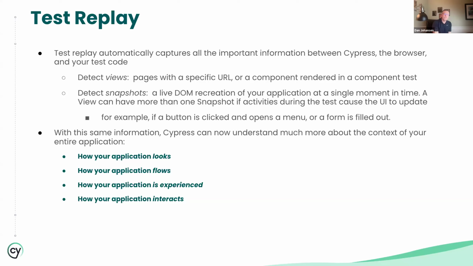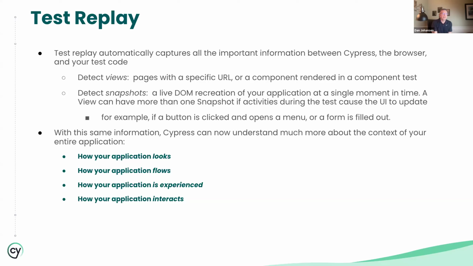The first concept is called a view. And a view is simply a page with a very specific URL, or it could be a component that's rendered as a component test. So if you're using a design library and you have a component that's inserted in 10 different places in the application, a single component can also be a view that you track. And then on a view, you can have multiple snapshots.